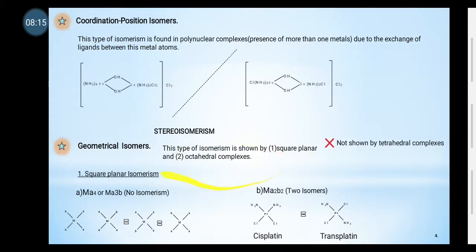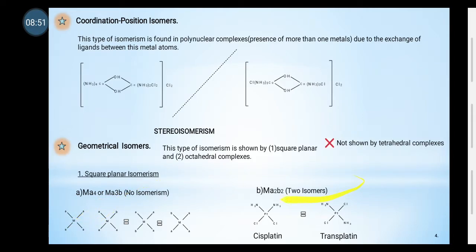So taking the first one, the square planar, I represent it with Ma4. Look at the Ma4. It's not showing any differences, so there are no isomers for this. And talking about Ma3b, I use M as the central metal atom and I change the ligands, A3B and so on. We will notice that this is not an isomer of this. And if we take Ma4, no matter the way we write the A, it is not an isomer.